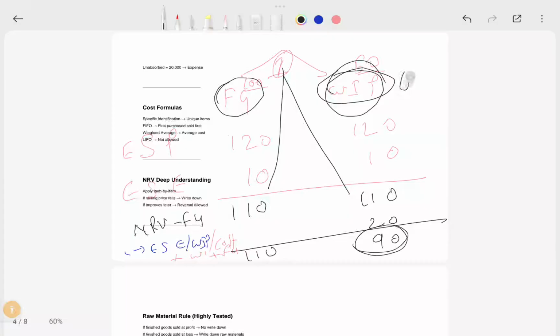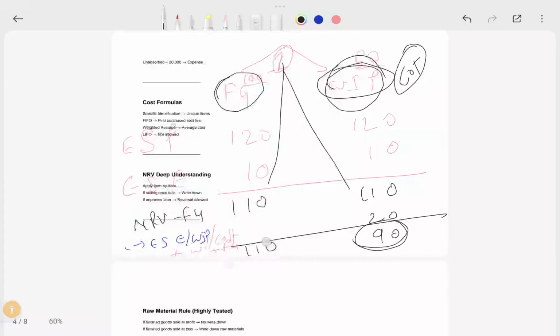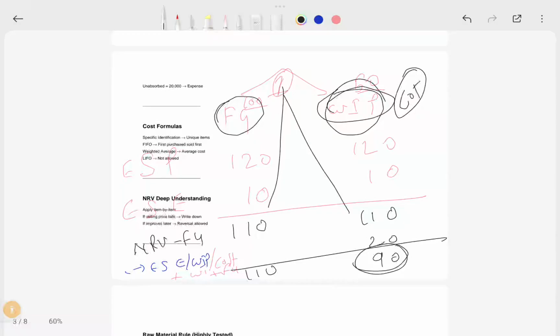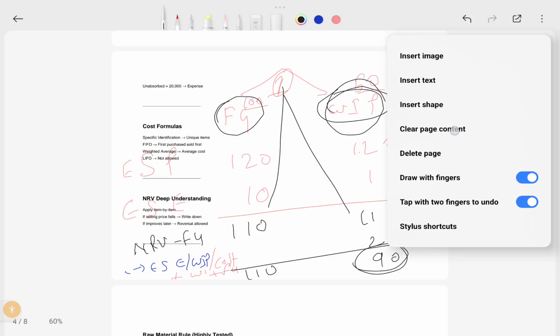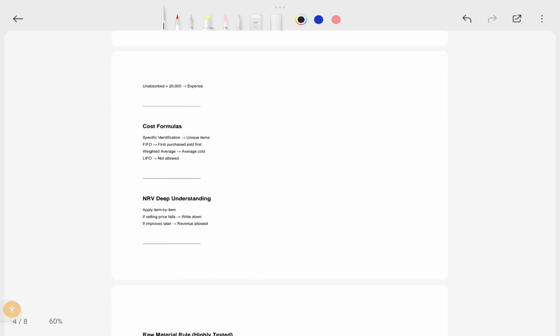And then you know the cost of the products and you know the net realizable values of both these items. Then you can compare the net realizable value and the cost, and you can see the valuation of the inventory. And in NRV, one more important point is there. Maybe actually two more important points are there.